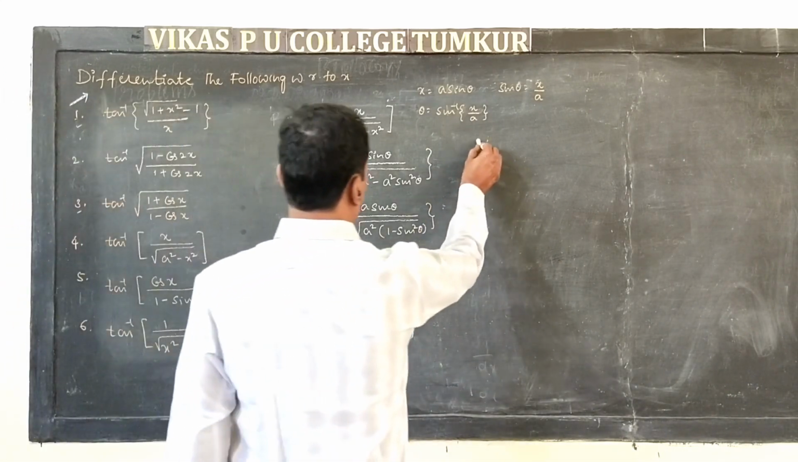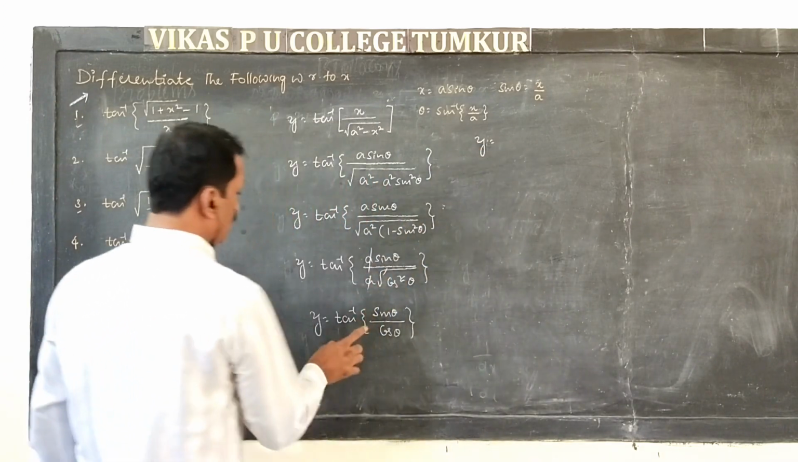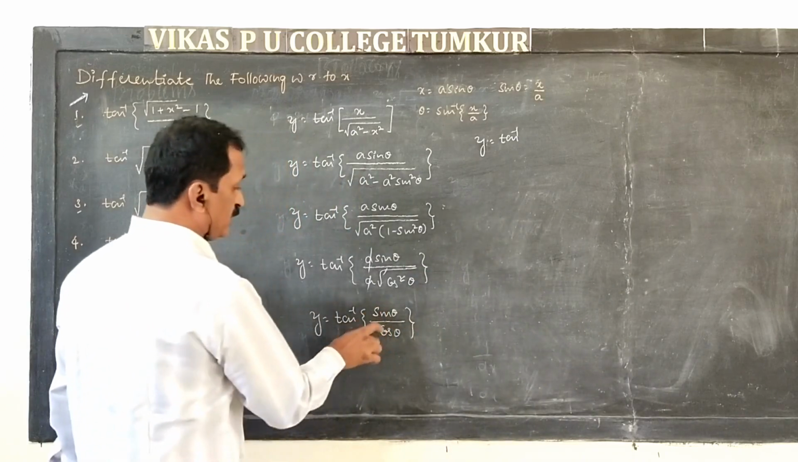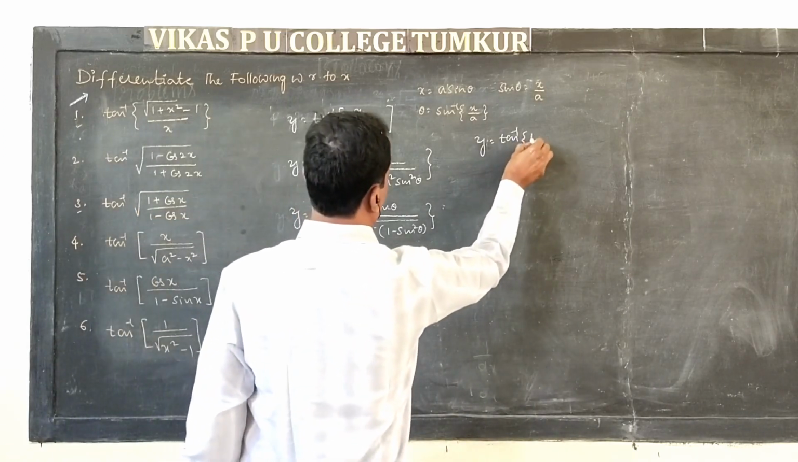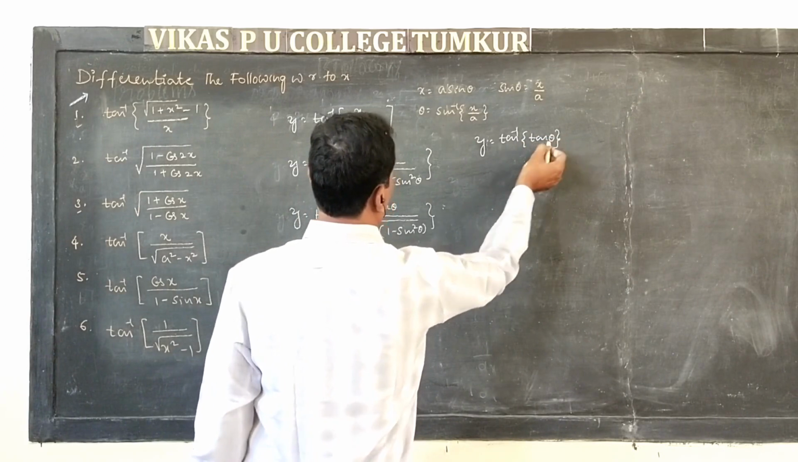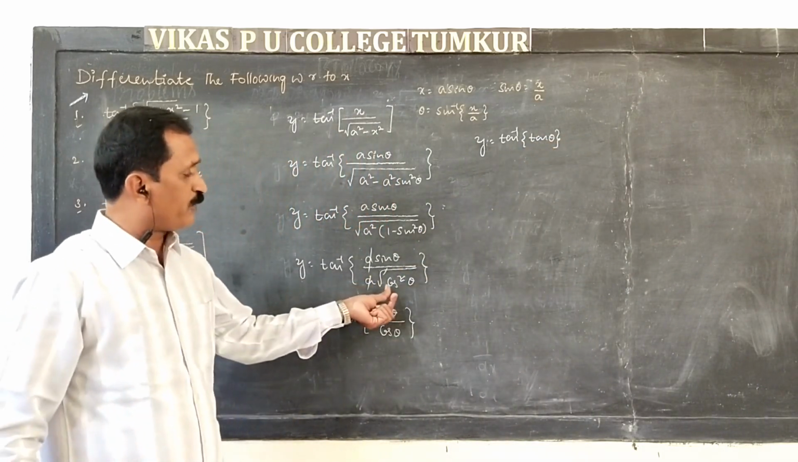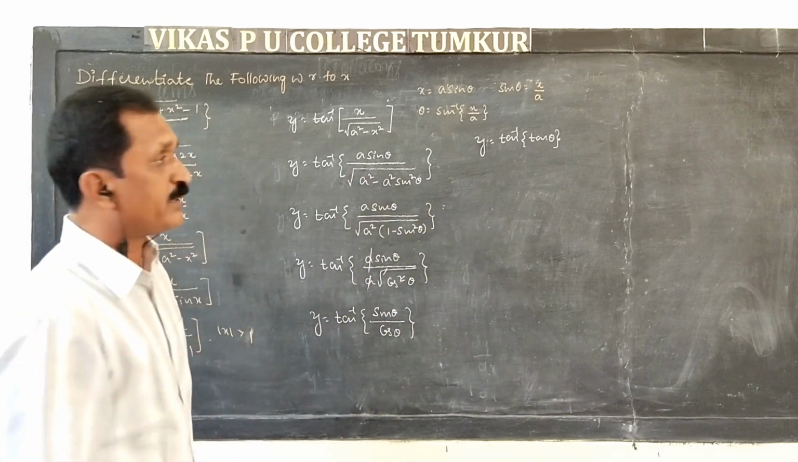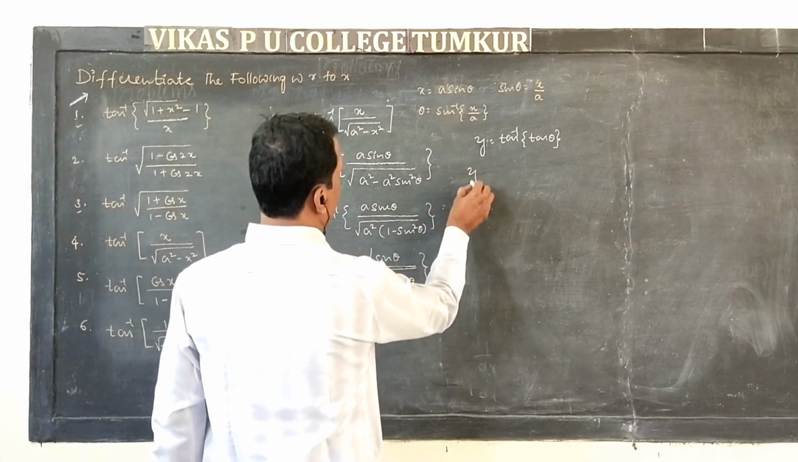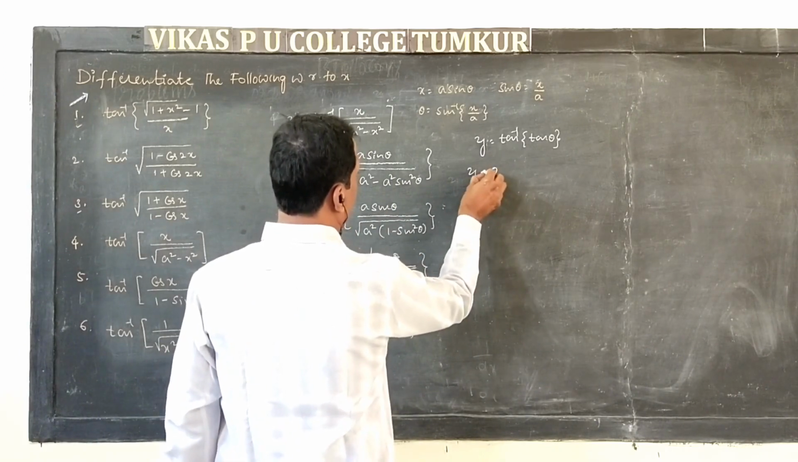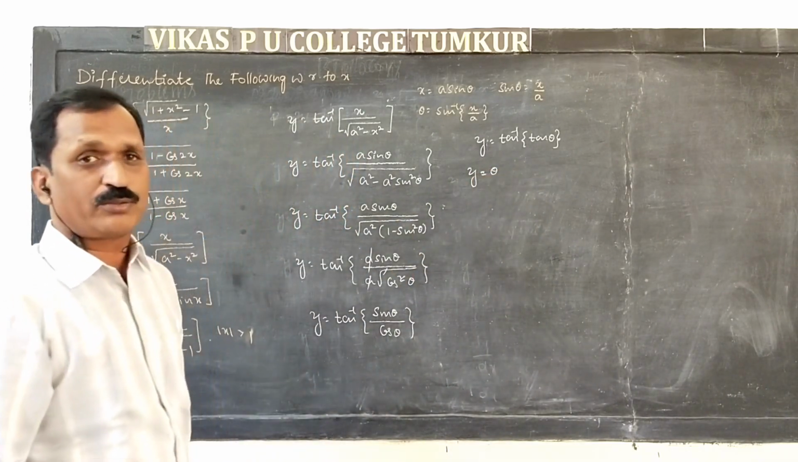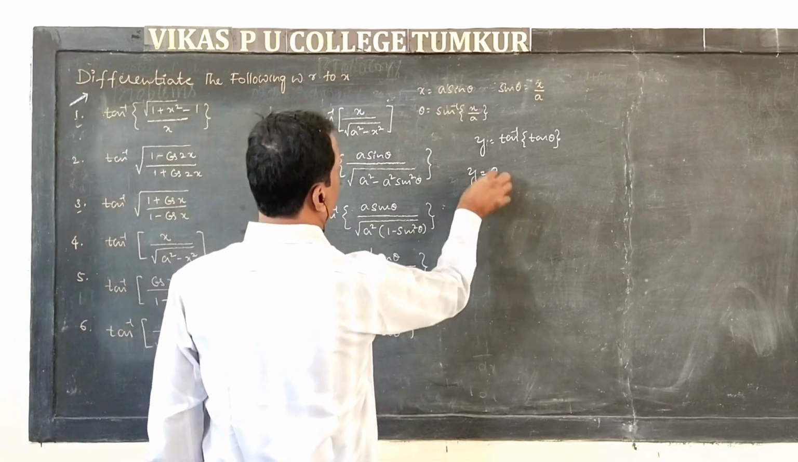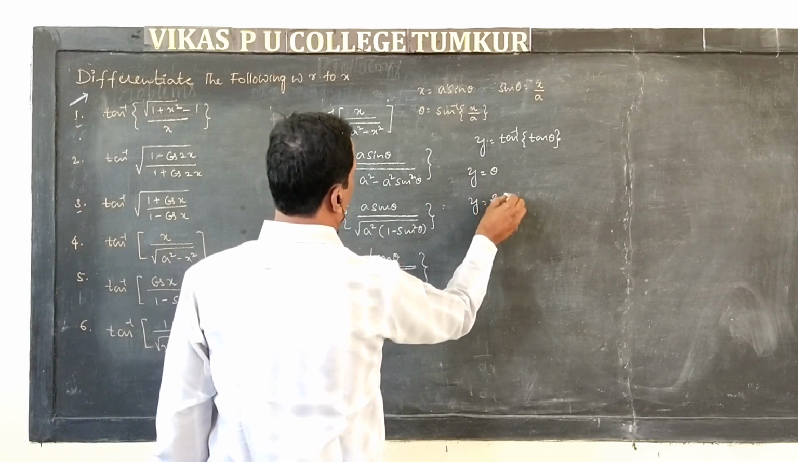y is equal to tan inverse of sin theta divided by cos theta, which is tan theta. Is it making sense now? So sin by cos is tan theta, tan inverse of tan theta. Then y is equal to theta only. Substitute theta first. Then the value of y is equal to theta, which is sine inverse of x by a.